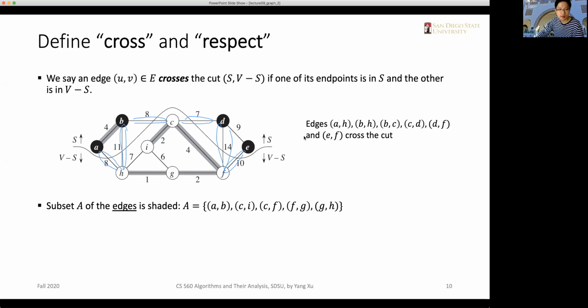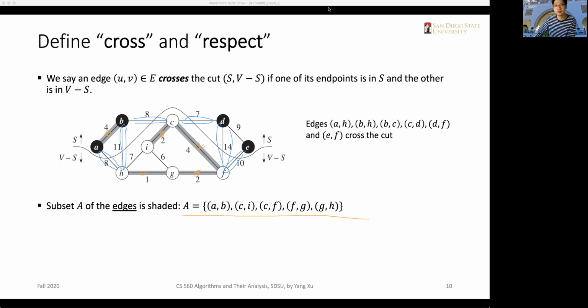Now let's think of these subsets. The subset A is a subset of the edges, and they are shaded in the graph. Let me use another color. This edge AB, IC, CF, GF, and HG. There are 5 edges, and it is the subset A.